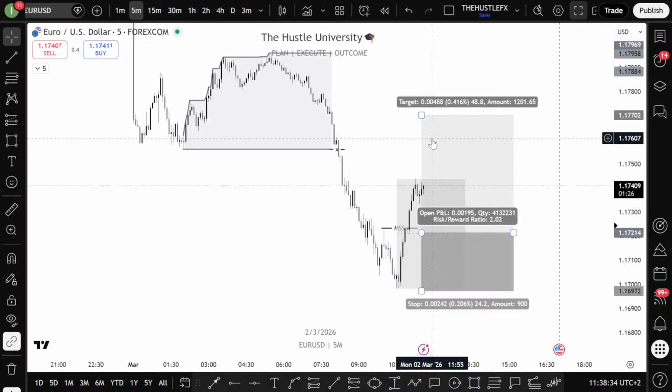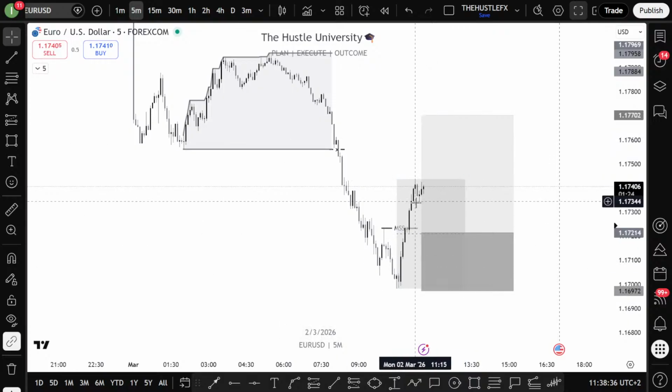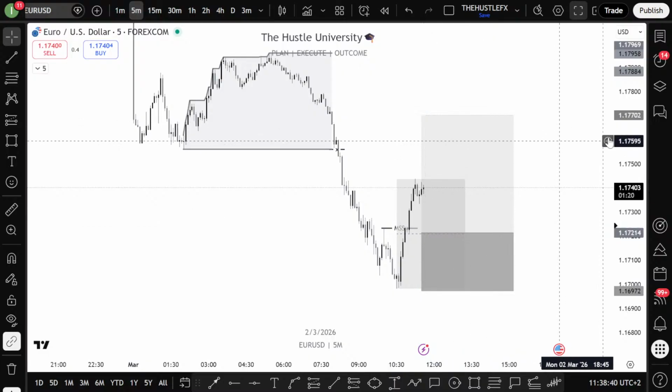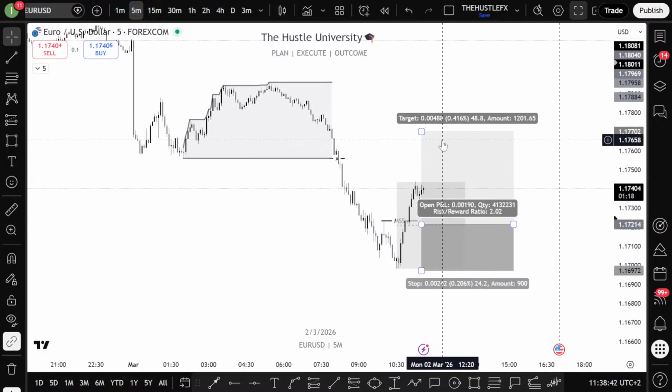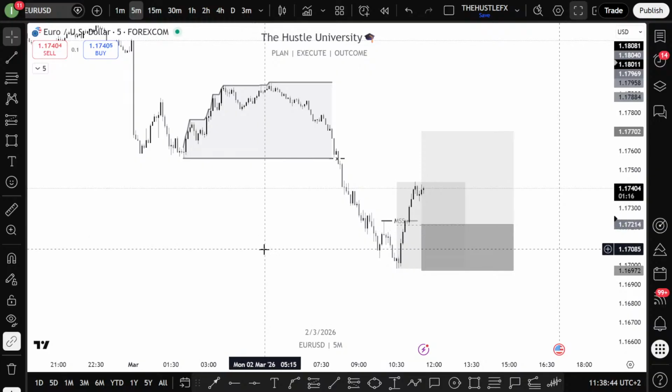Even if price continues to go to the upside, you're still gonna be keeping this one over here. You get what I'm saying? So this is what we're looking to see. If it hits, we're then gonna be taking this trade. If not, yeah.